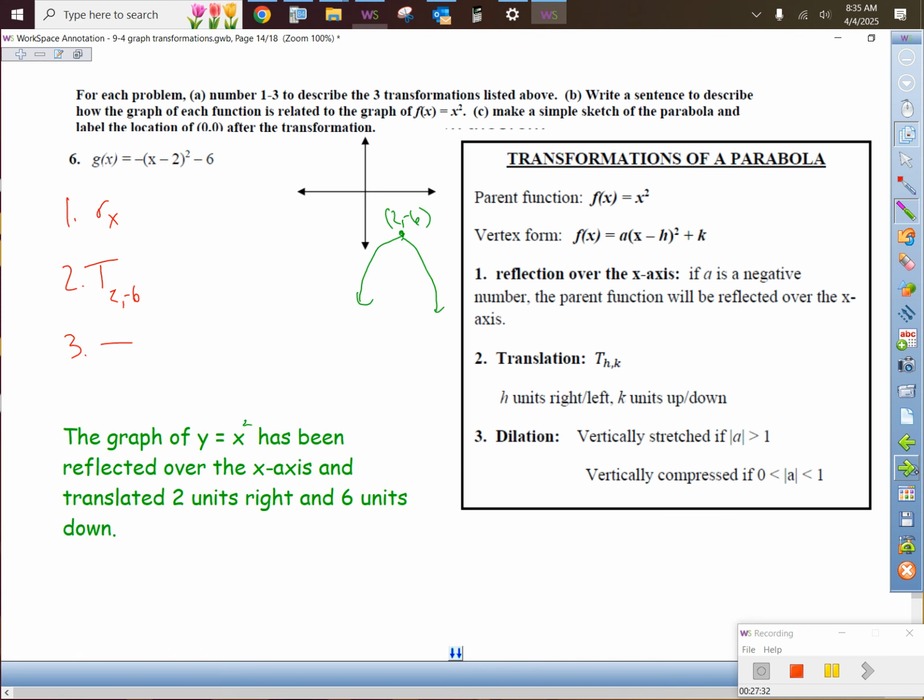Cool? Sound good? Because yes, you will have to write these sentences. I'm just trying to save you time. I said left on accident. I'm sorry, it should have been down, right? So it's 6 units down. Sound okay? I can always tell when I say something wrong by looking at your face. You go, that's not right. All right. Hey, how do you feel about it? Does it feel okay? Cool.